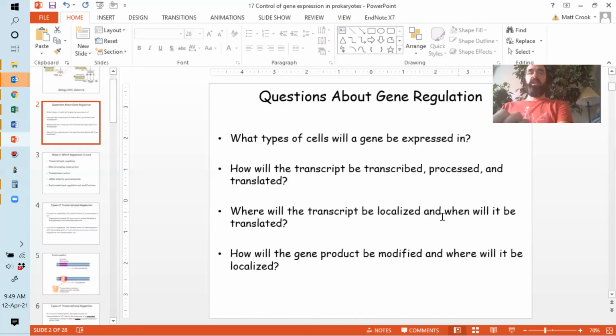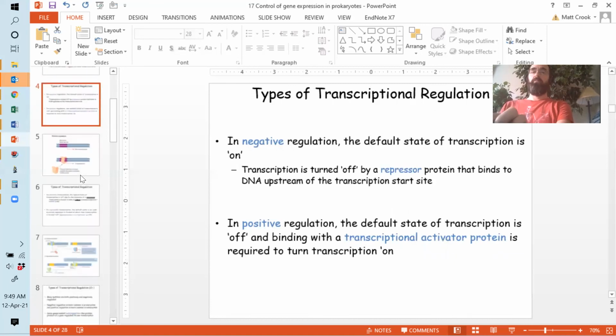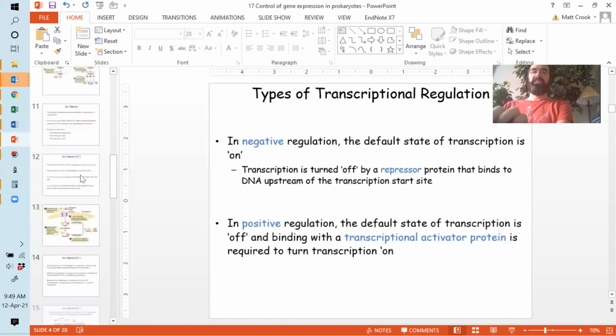So at the beginning of next class, we'll start talking about different types of transcriptional regulation. If you want to get a jump, please do read ahead, particularly about the lac and the trp operon. These are fairly complex processes. The lac operon is actually much simpler.